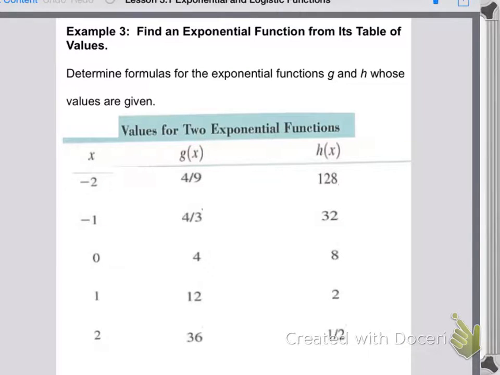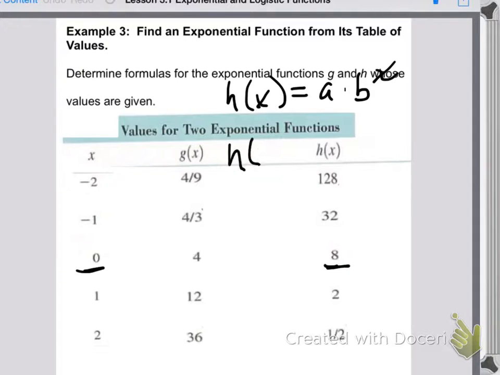Alright, so h of x is going to equal, again, a times b to the x. A is my initial value, so that's what my y value is when x is 0. So it's going to be 8. So h of x is going to equal 8 times b to the x. Alright, and so what do I have to do now to find b? Well, you just got to set up an equation to find what either my growth or my decay factor is.